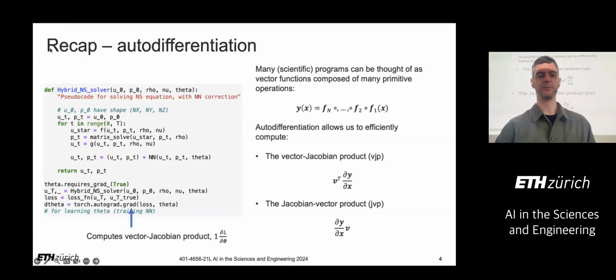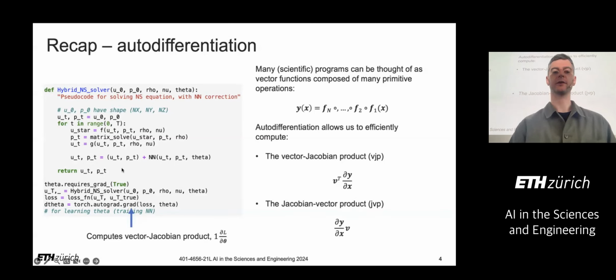So as an example, this is a pseudocode for learning a hybrid Navier-Stokes solver. This is a traditional numerical solver for carrying out fluid simulation. But inside the solver, we have a neural network here that's applying some learned correction. And to train that neural network, we just use autograd to get the gradients of some loss function with respect to the parameters of the network. And we just treat the parameters of the network as additional inputs to this scientific program.